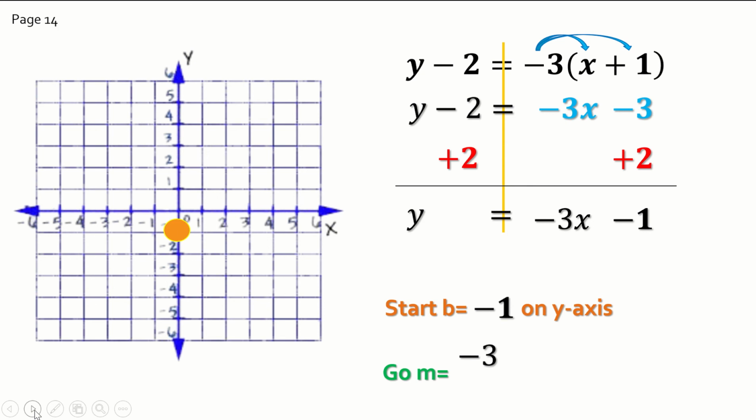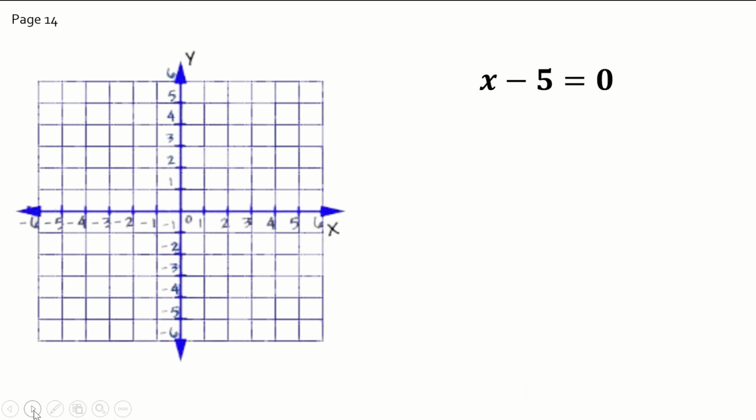And remember, you can write a whole number anytime. You can write it over 1. So negative 3 divided by 1 is still negative 3. So we would rise down, because it's negative, 3 units, and right 1. Down 3, right 1, which is the same as going up 3 and left 1. Connect those points with a nice smooth line with arrows on the end.